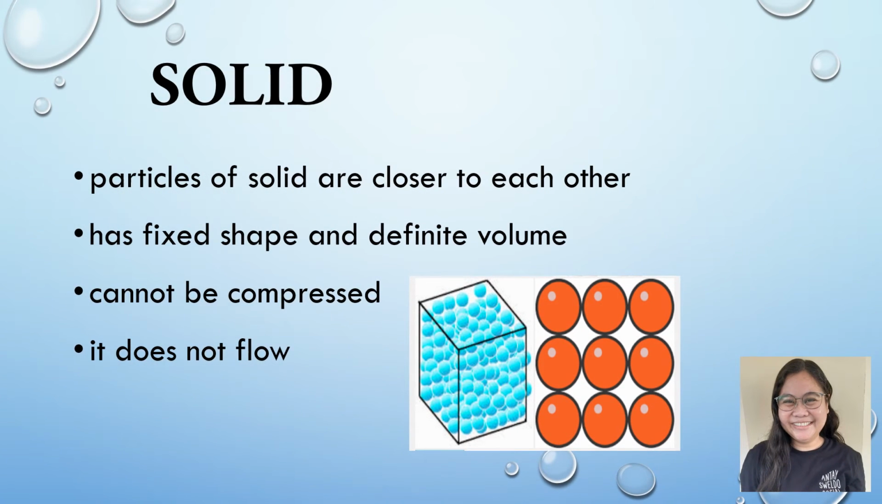Let us first describe what is solid. The particles of solid are closer to each other. It has fixed shape and definite volume. Solid cannot be compressed and it does not flow.